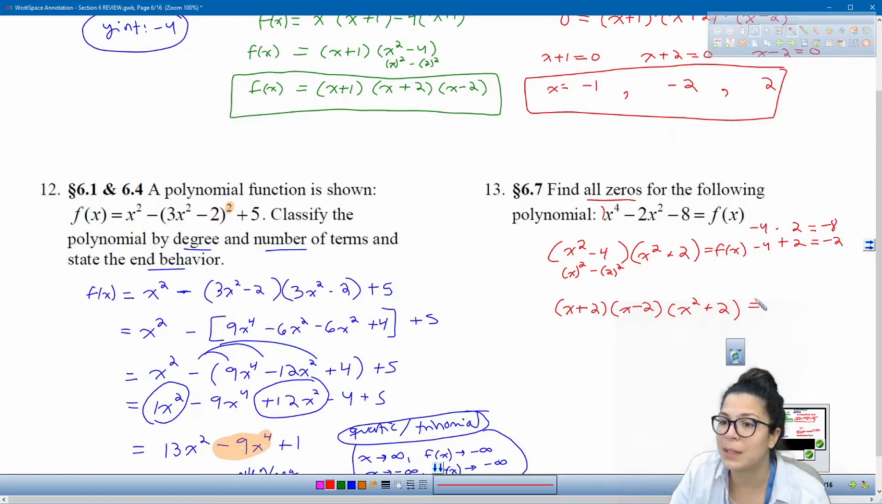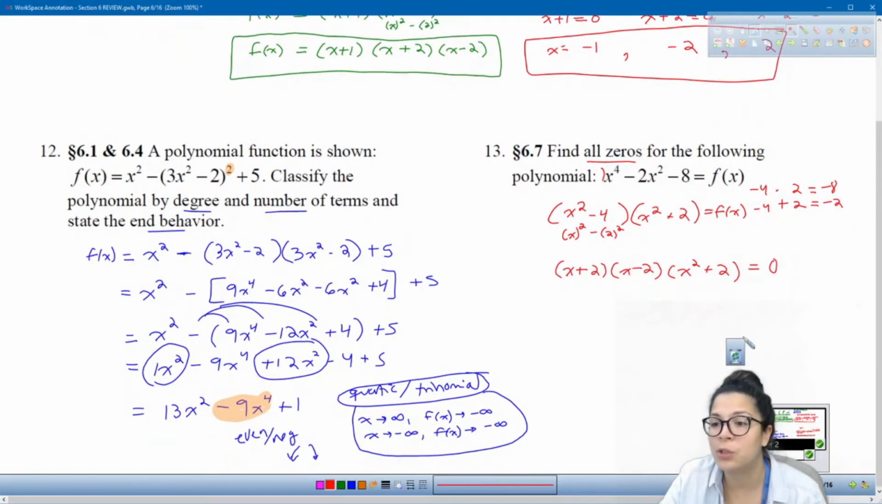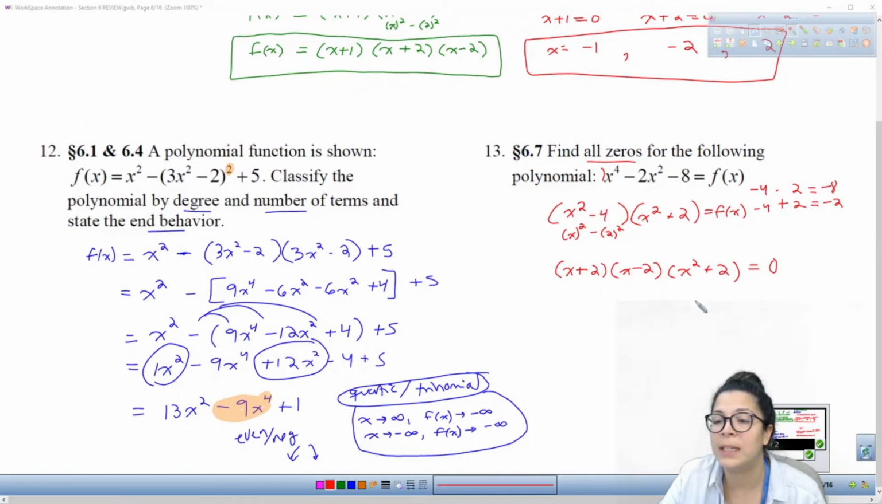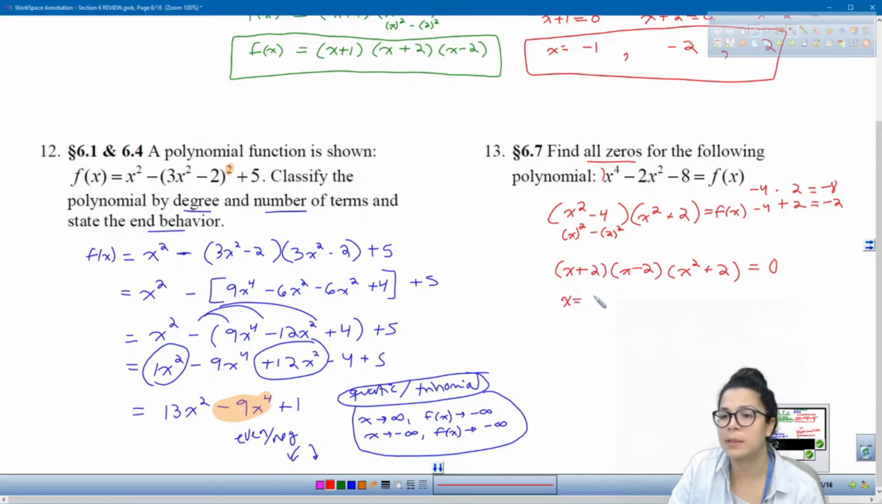Now to find the zeros, we set the f of x function equal to 0, and then we're going to solve for each of the zeros, right? So each factor is set equal to 0. Here we get x equals negative 2. Here we get x equals positive 2.